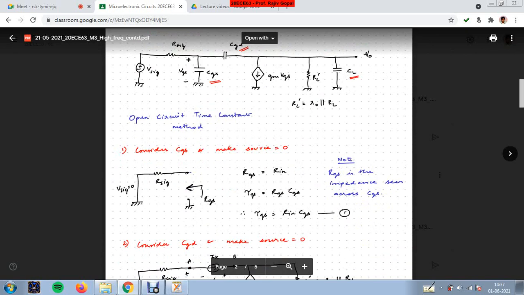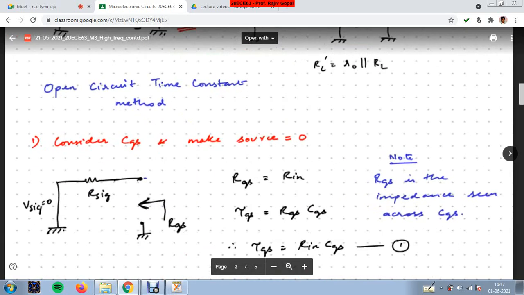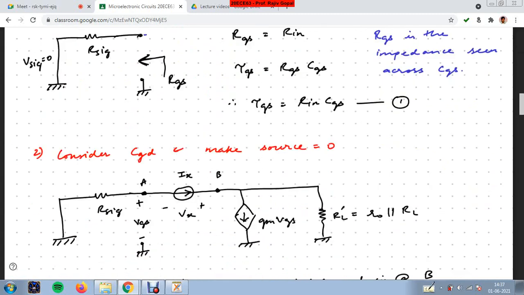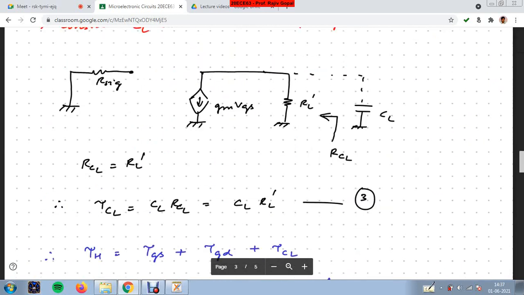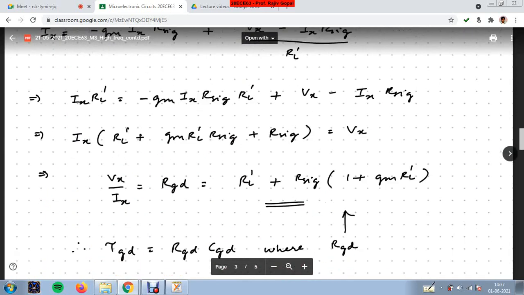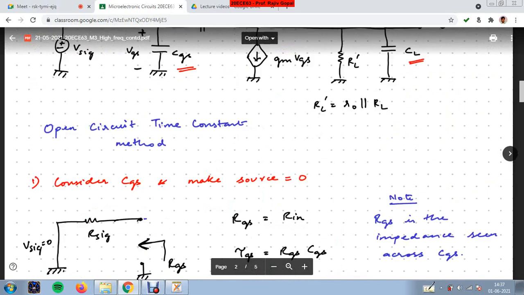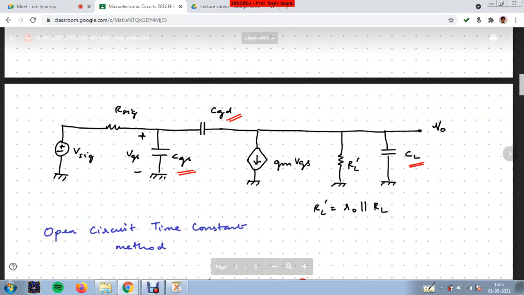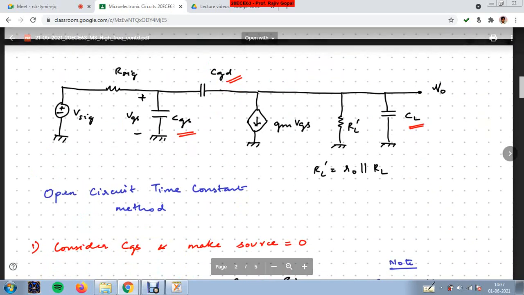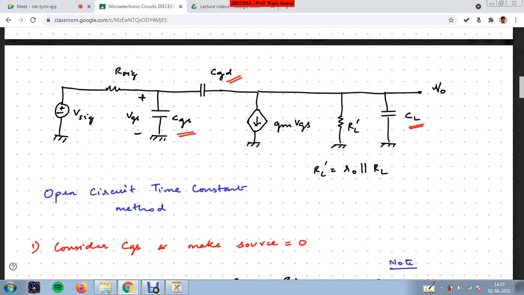Yeah. Right. See here, this is your open circuit time constant method, right? This is for finding FH. For this diagram, I have three capacitances: CGS, CGD, and CL. So in the open circuit time constant method, I consider each capacitor individually while making the source zero.